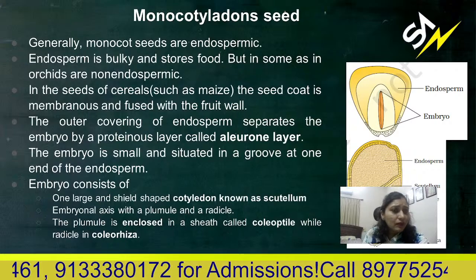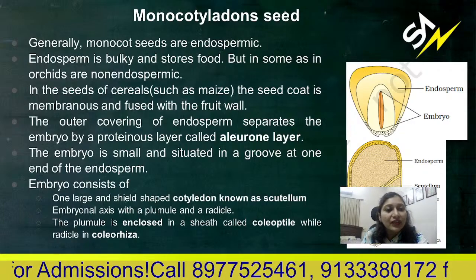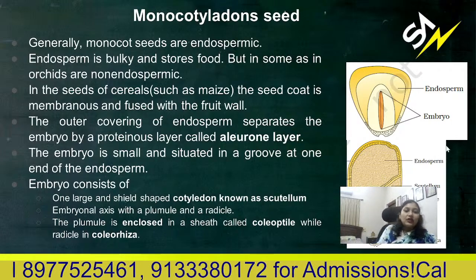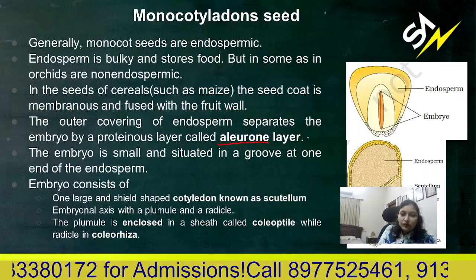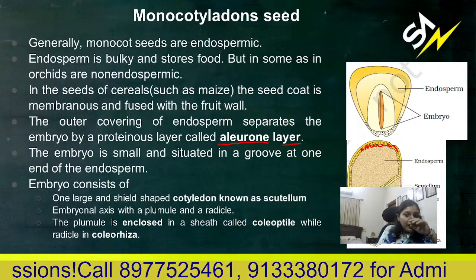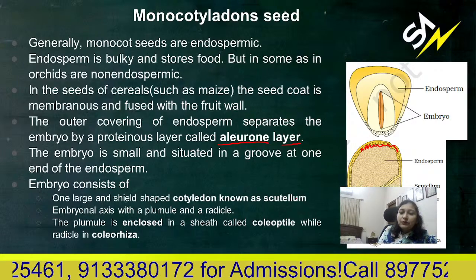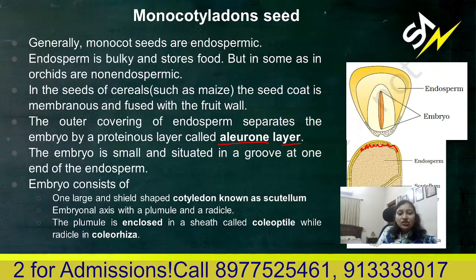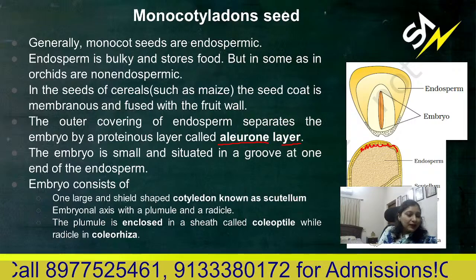In monocot seeds, endosperm is bulky and stores the food because it has only one cotyledon, and the cotyledon in case of monocot is known as scutellum. The outer covering of the endosperm is separated by a proteinous layer. Guys, note down this point: the proteinous layer is known as aleurone layer. This is your aleurone layer, which is separating your endosperm region and scutellum. The embryo consists of plumule and radicle, and there is a sheath over these two. The sheath-like structure over the plumule is known as coleoptile, and over the radicle it is known as coleorhiza.